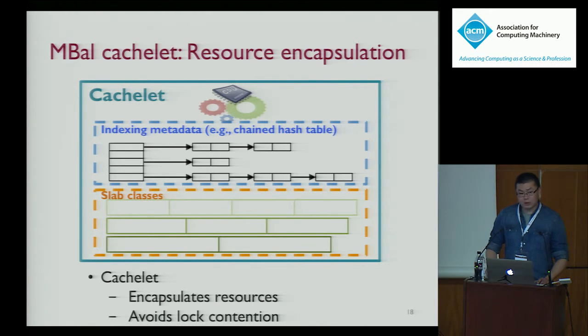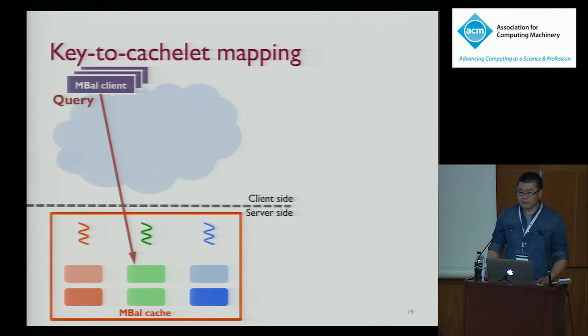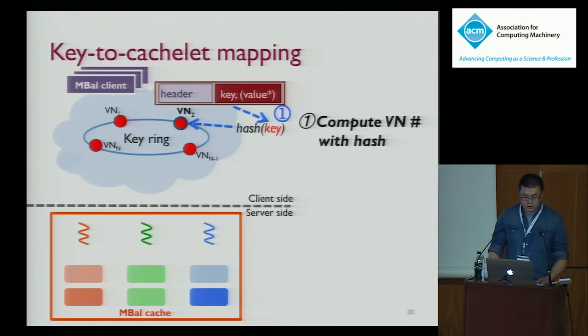So how can a key be routed to a particular cachelet at the server side? This is done through a three-step mapping. When the clients issue a query to the cache cluster, it first computes the virtual node number using a hash function.